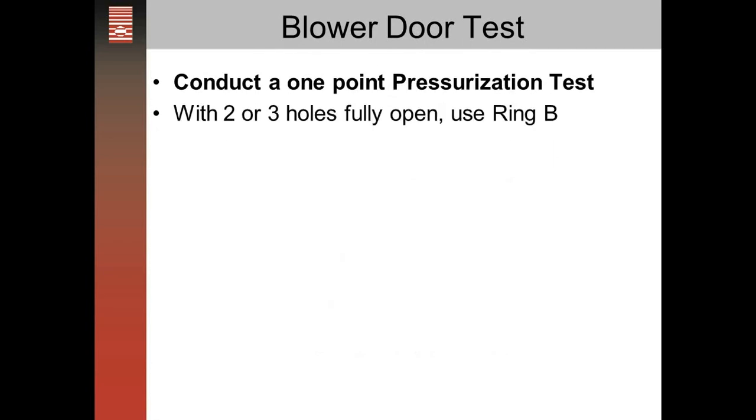So for conducting a 1-point pressurization test, if we have 2 or 3 holes open, we'll use ring B. If we have just 1 hole open, we'll use ring C.